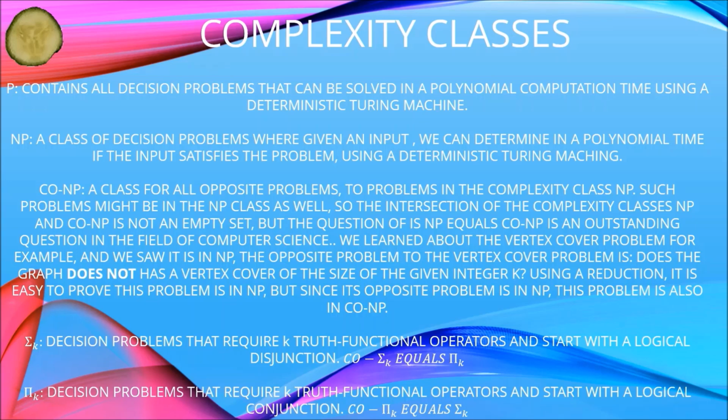The complexity class sigma k: decision problems that require k truth-functional operators and start with a logical disjunction. Co-sigma k equals pi k. Pi k: decision problems that require k truth-functional operators and start with a logical conjunction. Co-pi k equals sigma k.